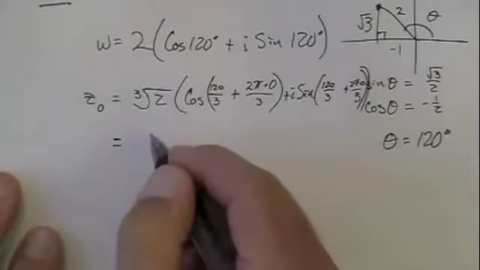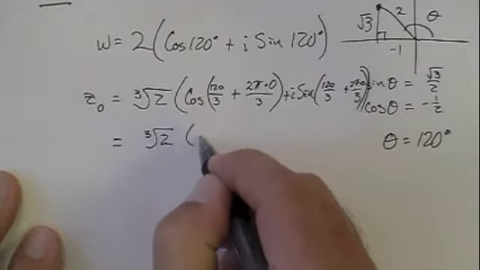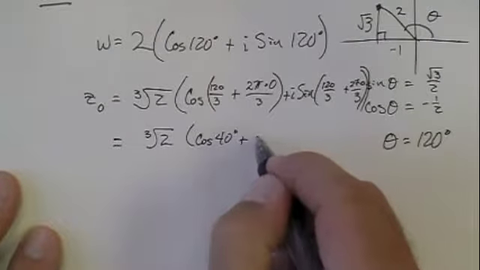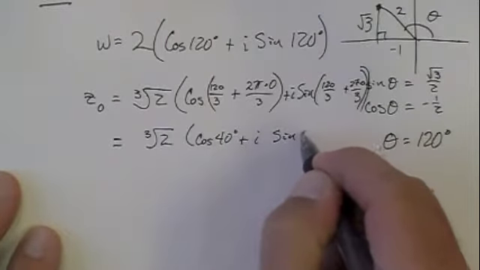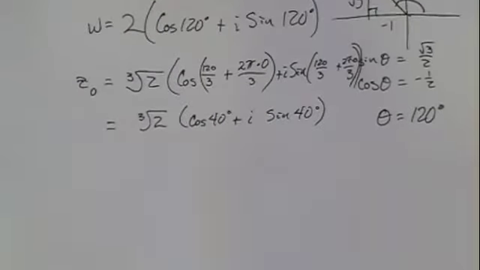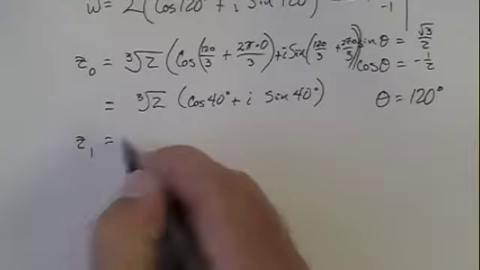So if we simplify this, we have the cube root of 2, and then here we're going to have cosine of 40 degrees and the sine of 40 degrees. And that would be our first root. We're now going to do the same thing here. We're going to have our k value now equal to 1.